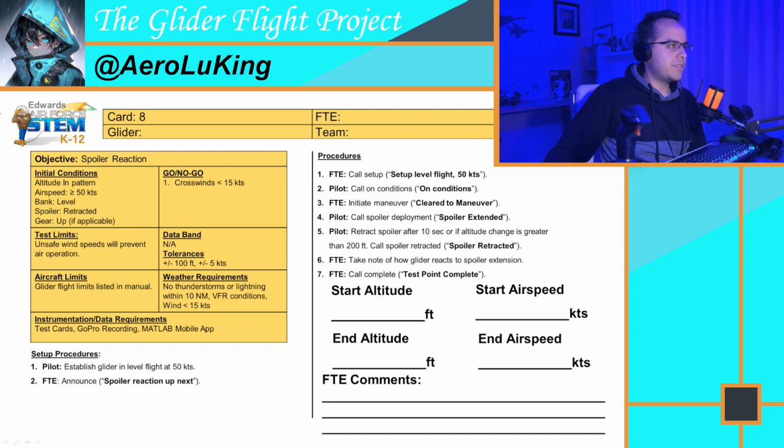I just found a mistake. I'll fix it in your card deck here because it says it's retracted. Oh, well, it is, because your initial condition is spoiler retracted, but you're going to put out your spoiler to see the effect and then bring it back in. So you see, every single card actually is telling you certain information.